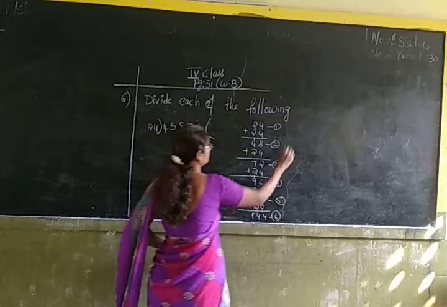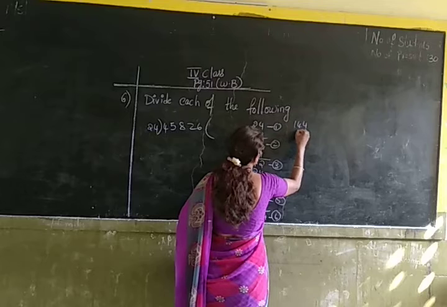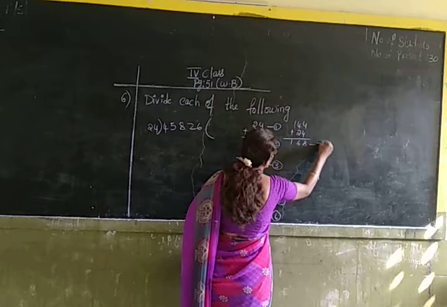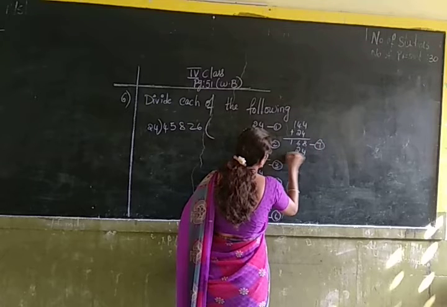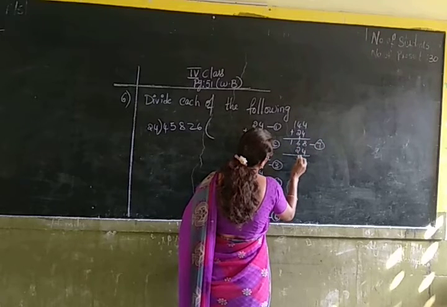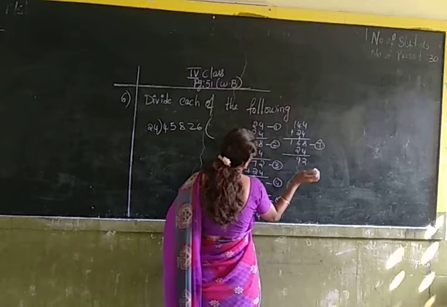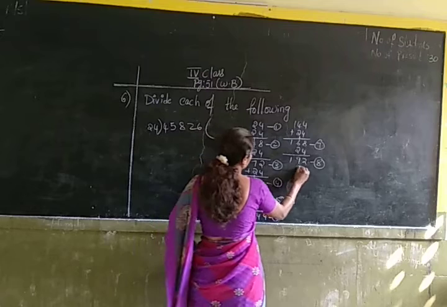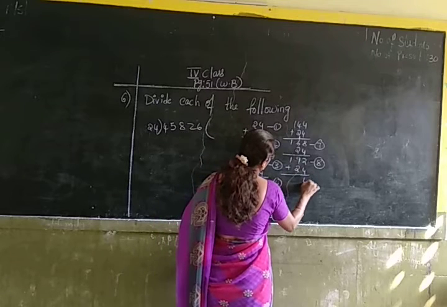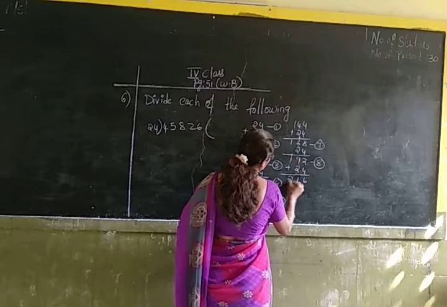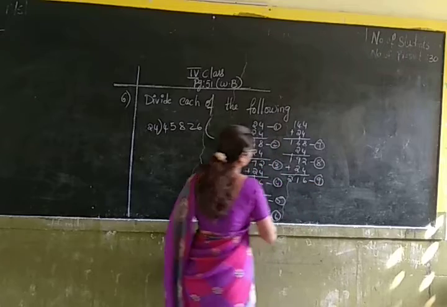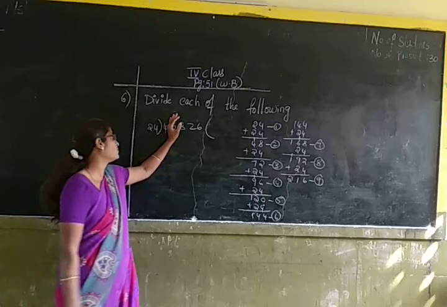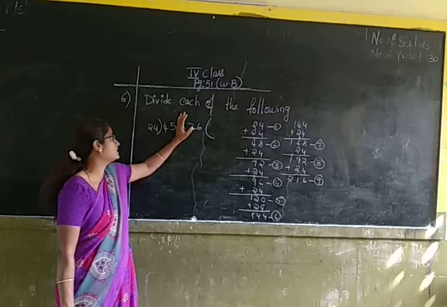6 times. 144 plus 24. This is 7 times. Plus 24, that is equal to 192. Plus 24, that is equal to 216. Okay children, how many digits do you have to take? If you take one digit, it will be smaller. So you have to take 2 digits.